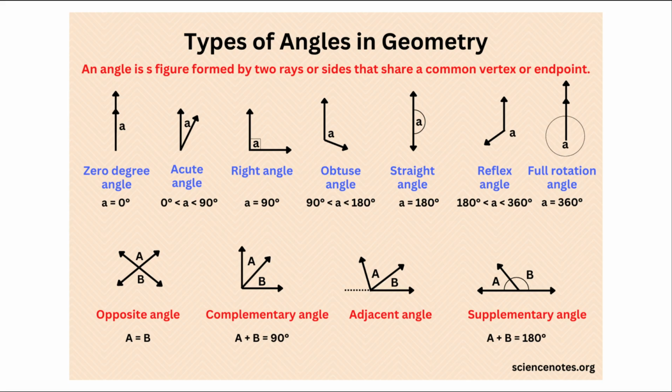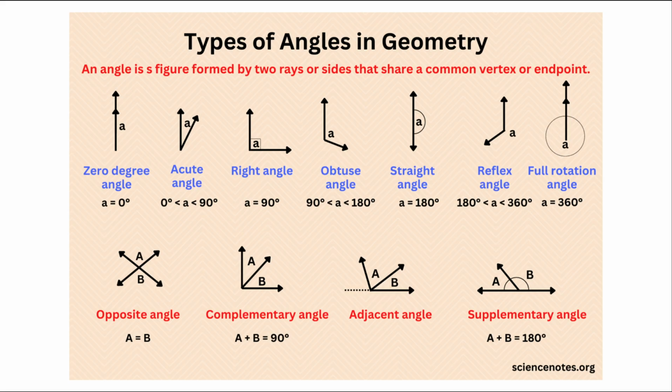Okay. We also need to talk about the types of angles. So we have a 0-degree angle. We have an acute angle, which is less than 90 degrees. We have our 90-degree angle, which is a right angle. Obtuse is greater than 90 degrees, but less than 180 degrees. Because a straight angle is at 180 degrees.